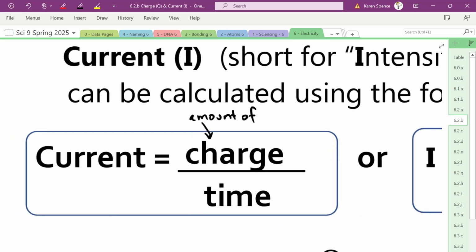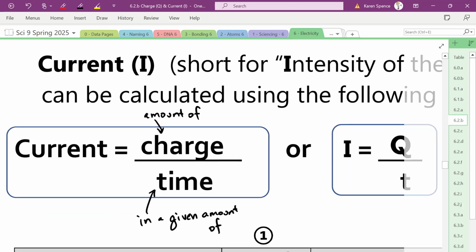So current, we're measuring the amount of charge in a given amount of time. So it's charge divided by time. Now, what if we want to write that as a nice little formula? So we can use our guess cubs method, our equation.